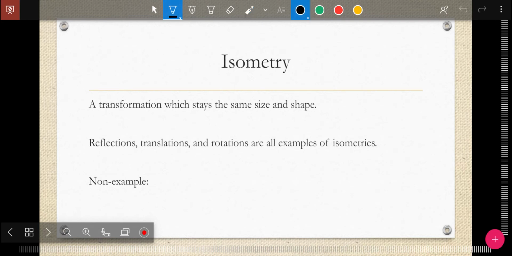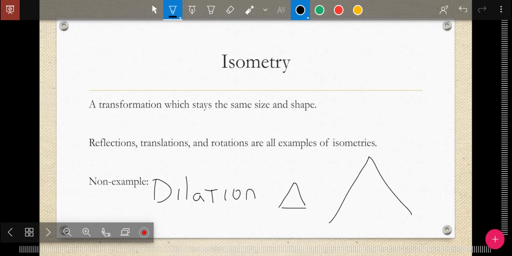What is something that would be a non-example? A dilation. Or if I think of a triangle that is all 60-degree angles, and then a bigger triangle that is also all 60-degree angles, the only difference is one is larger, but the angles themselves are the same. So they're very similar. It's a transformation where we just made it larger. We changed its size.